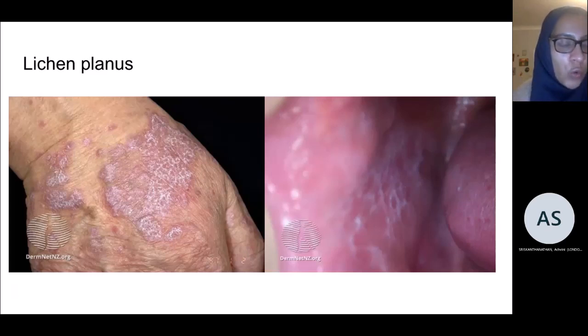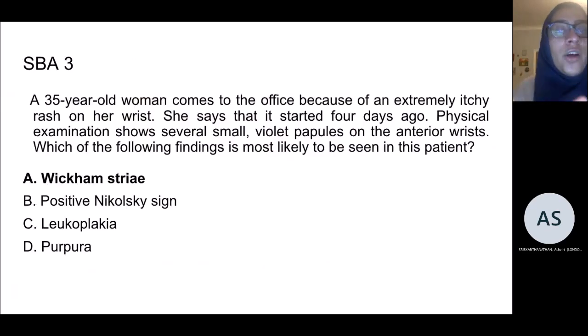The management for this is just with topical steroids. You can also use oral steroids if it's more systemic in nature, and if it gets really bad, you can also do immunosuppressants. Now, why are the other answers wrong? Positive Nikolsky sign, I've mentioned it briefly, is when you rub your skin and your skin comes off. So that's clearly not what it is.